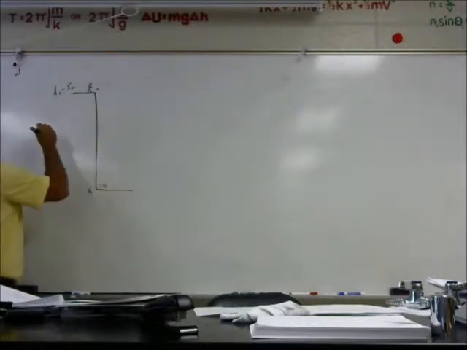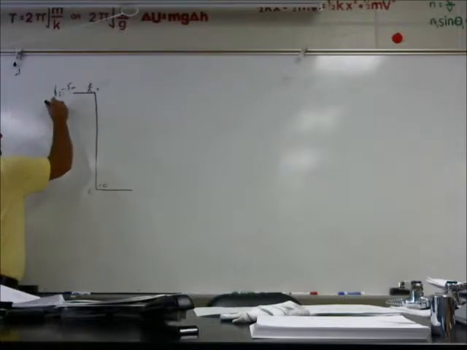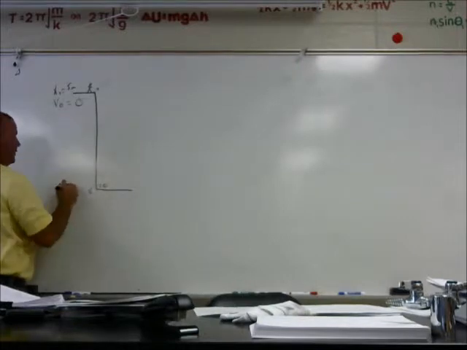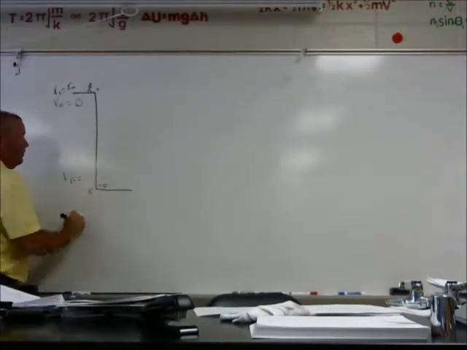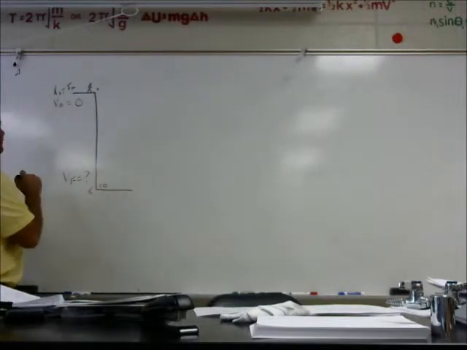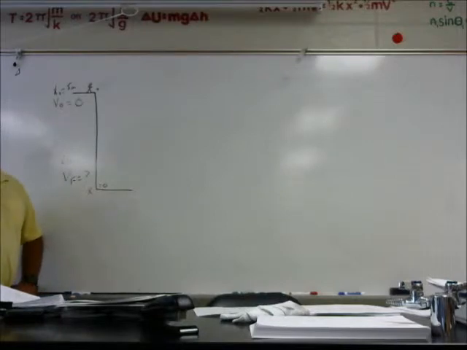My initial position be 5 meters. My initial velocity, when I let it go, how fast is it going? How fast is it moving? Should be 0 meters per second. My final velocity when it hits the ground, do I know what that is? I don't have any idea. The time it takes to hit the ground, any idea?